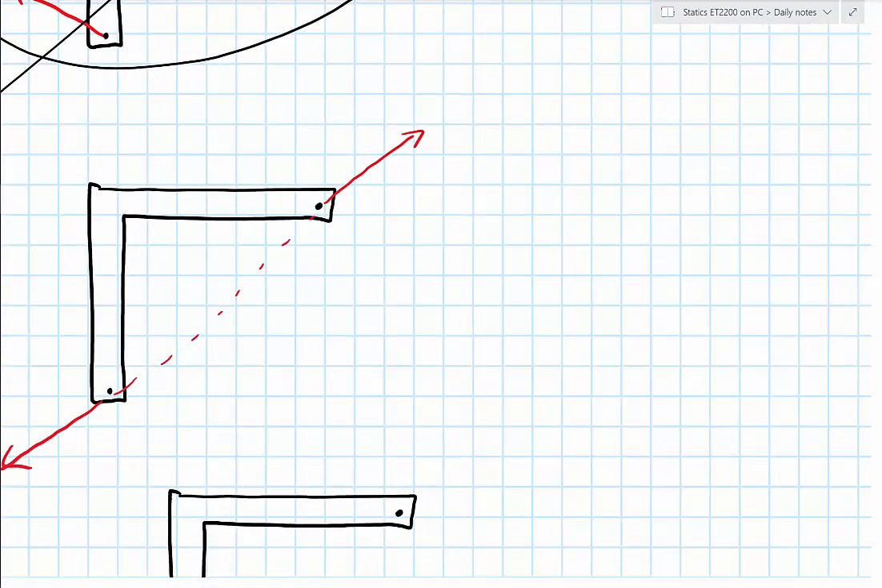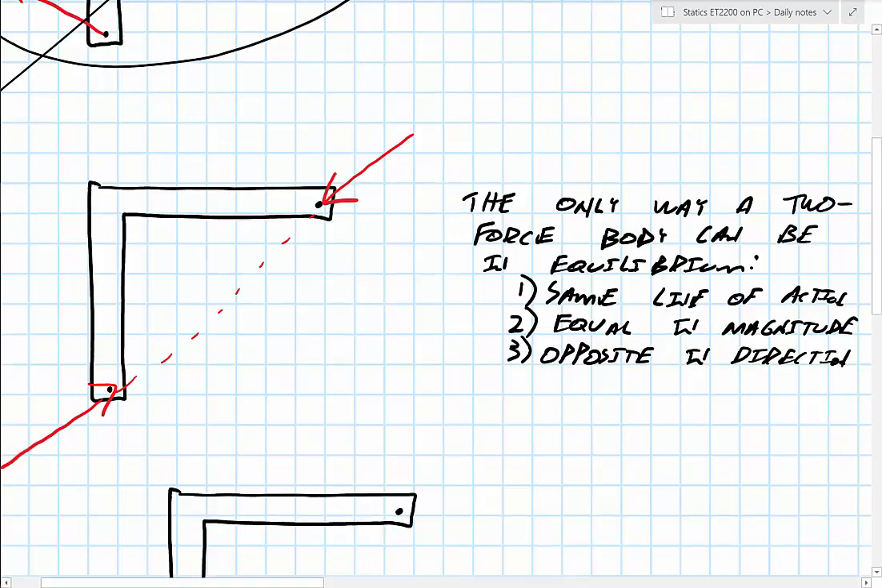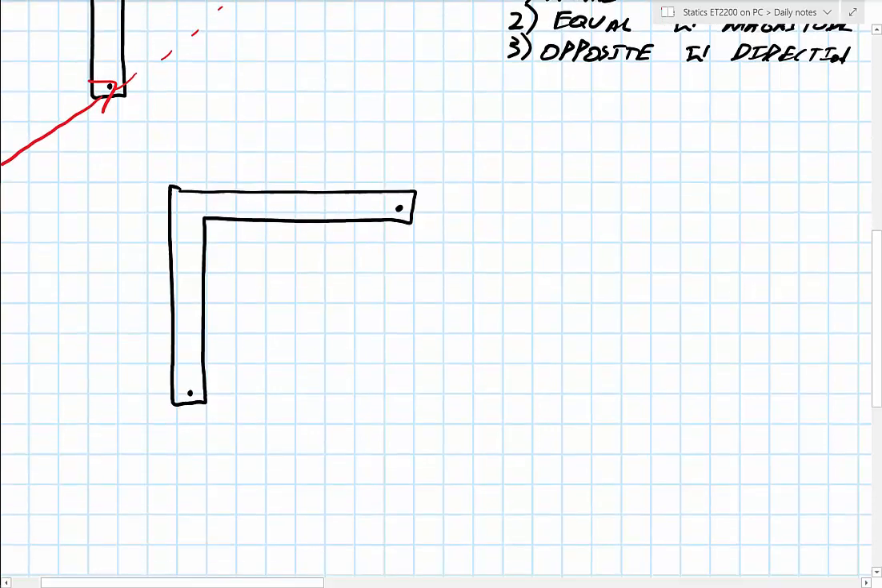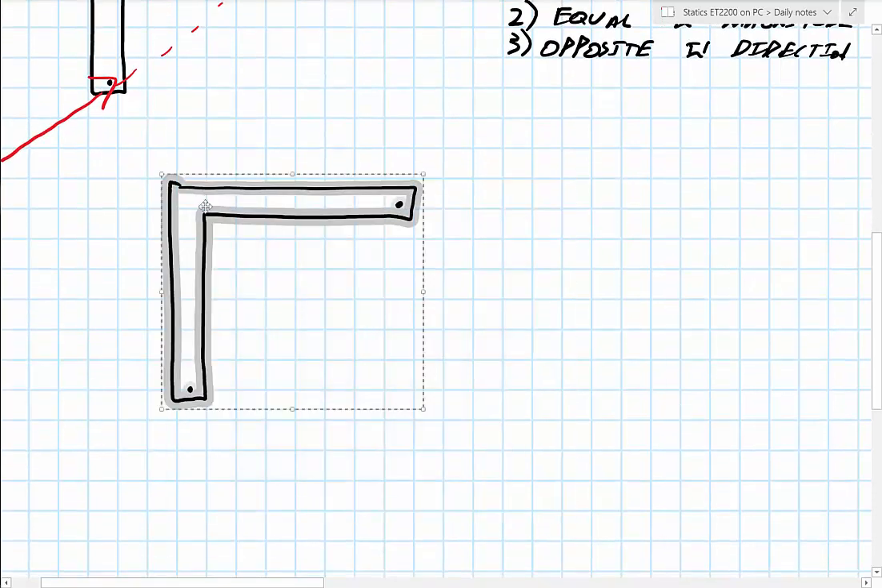We can write this statement. So we can say that in order for this two-force body to be in equilibrium, it has to have the same line of action, equal in magnitude, and opposite in direction. So the only two options are either as I have it shown there, or with the two forces pointing towards each other. So not really exciting, not too much we can do with that. The big question is, what about if there are three forces or a three-force body?